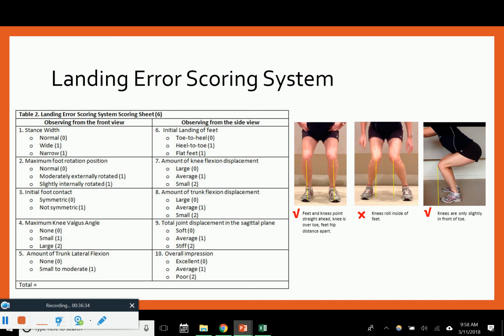This is one that you guys should probably practice. It is one that you will do with ACL and knee patients as well.